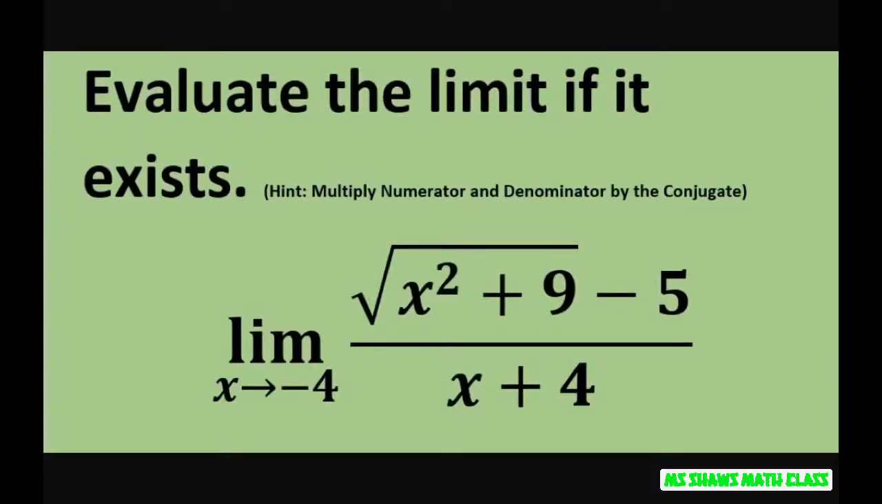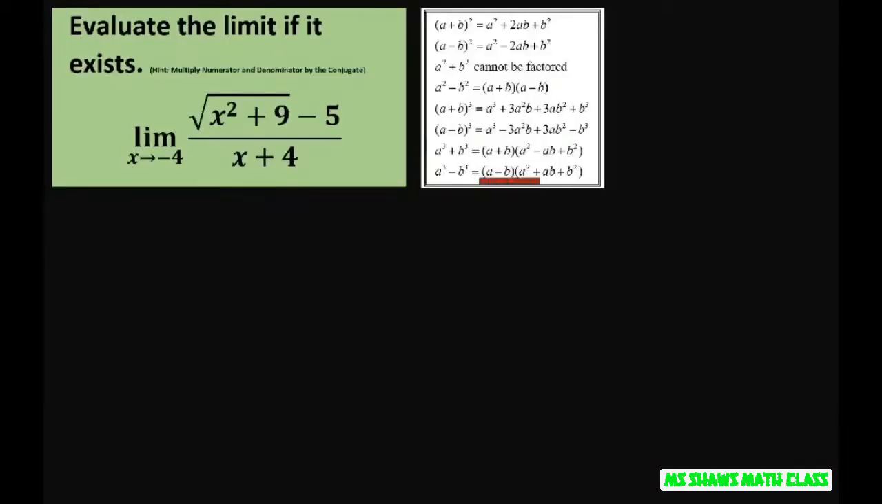Everyone, we're going to evaluate the limit if it exists. If you plug in -4 into this, you'll get 0. But there's a way to rearrange this equation to find the limit, and that's by multiplying the numerator and the denominator by the conjugate. What I mean by the conjugate is this has the form a minus b. This is your a, so I write a is square root of x squared plus 9, and b is 5.